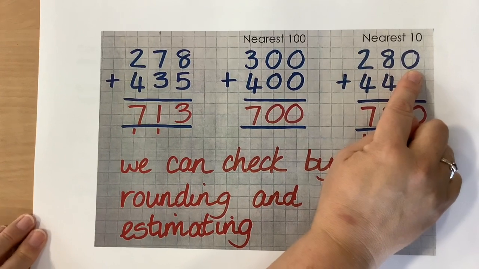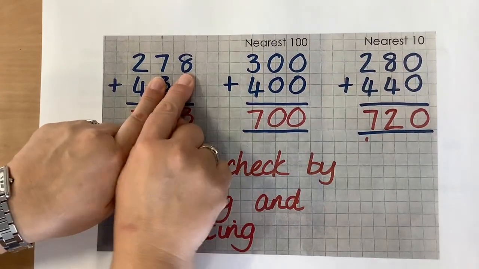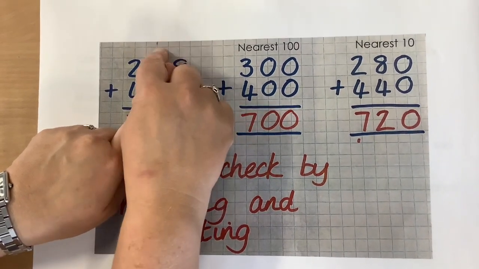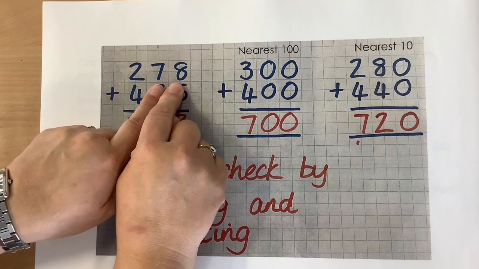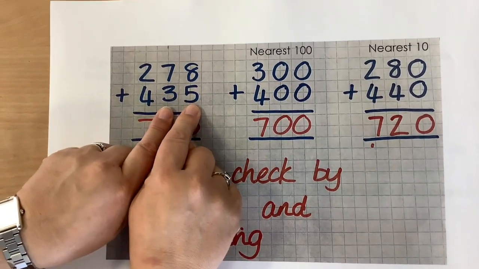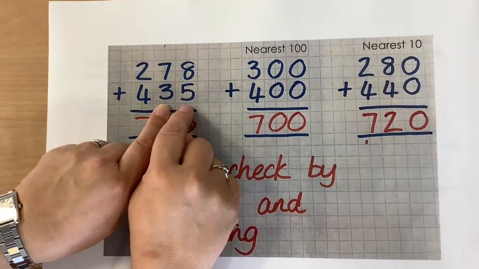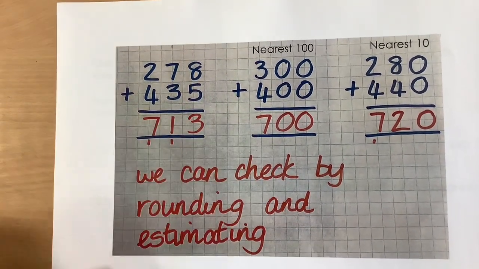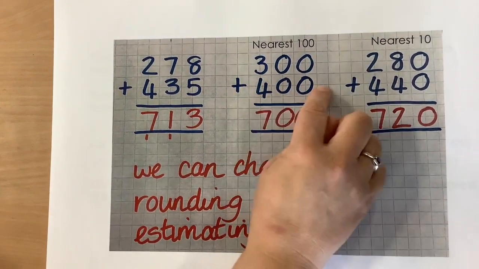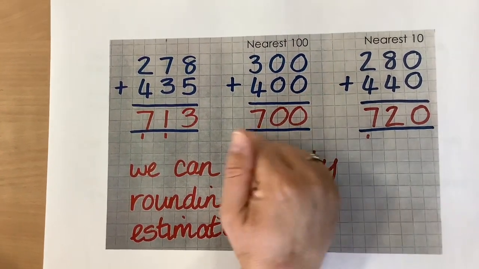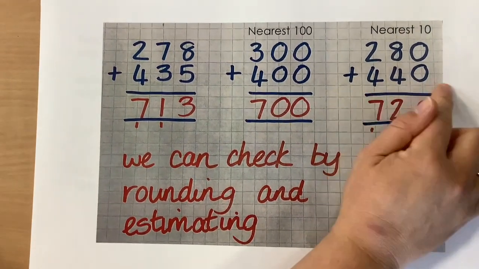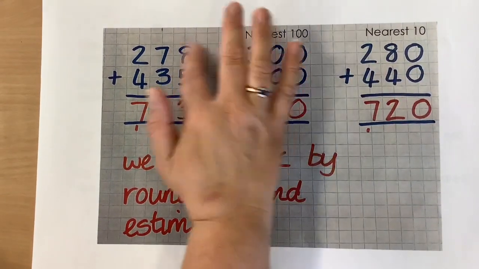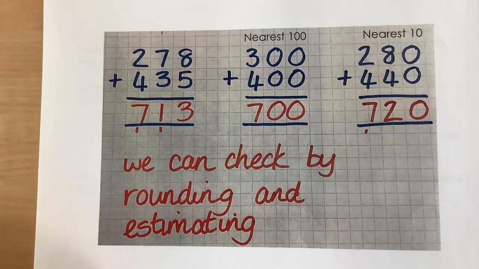If we're rounding it to the nearest 10, we look at the ones column. It's 8, so we're going to let it soar because it's 5 or more, so we would round this up to 280. And our ones column in the bottom number is 5, so again 5 or more, let it soar, we round up to 440. And it just makes it a bit easier, so we know 300 and 400 straight away, 700. 280 plus 440 is slightly trickier, but again, easier than adding 278 plus 435.